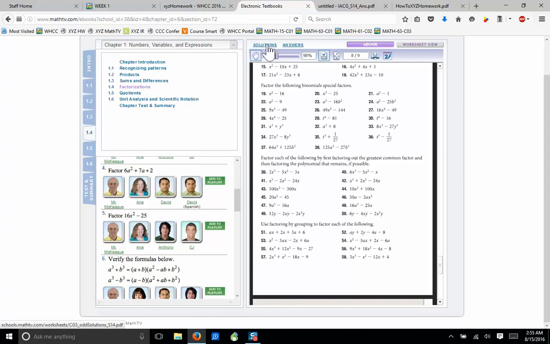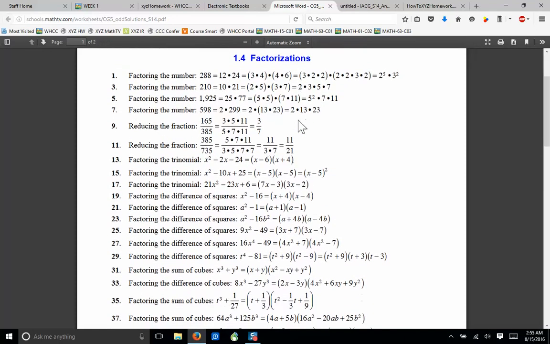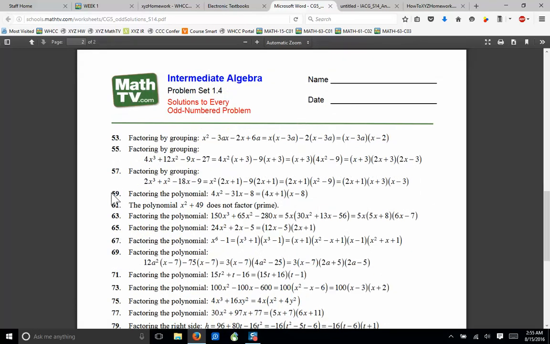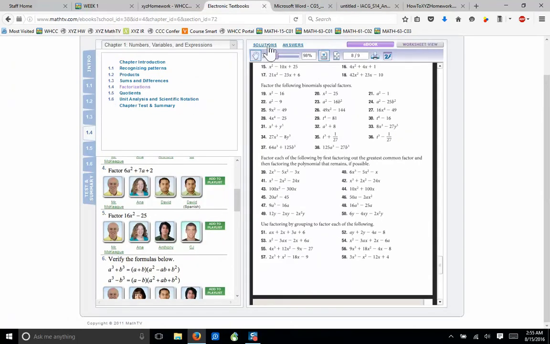This is called solutions. And when you click on that, not only does it give you the answer, but it gives you the steps that you would take to get the answer. So really over here, you have everything you need. Now notice it only goes to the odd numbers here, right? Not the even numbers here. So if you wanted to factor 150x cubed plus 65x squared minus 280x, what would you do? You would take a greatest common factor of 5 first, and then factor down the rest. So it gives you the step-by-step approach to the answers, which is kind of cool. I think it's kind of cool. Is this one right here.